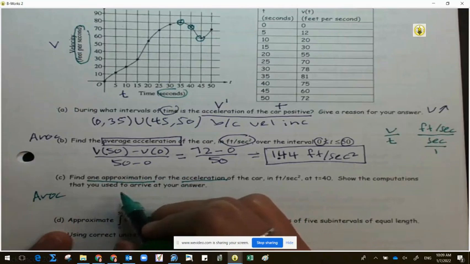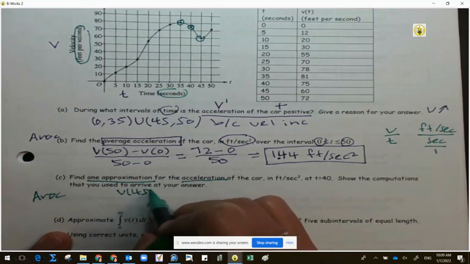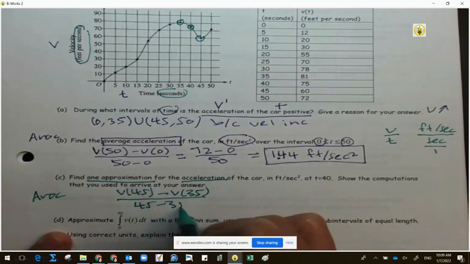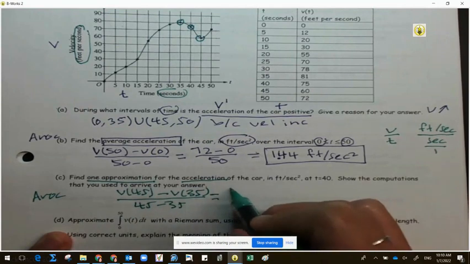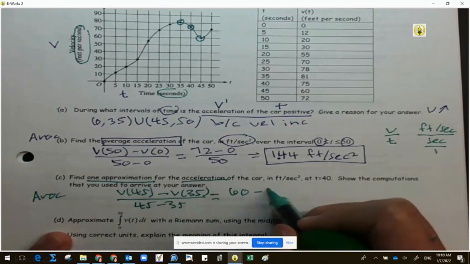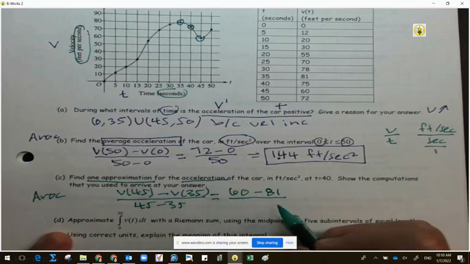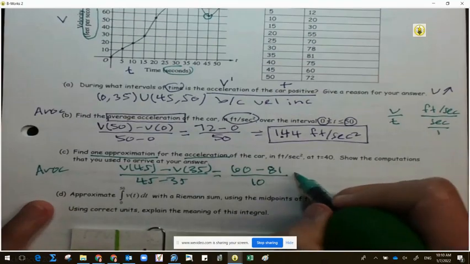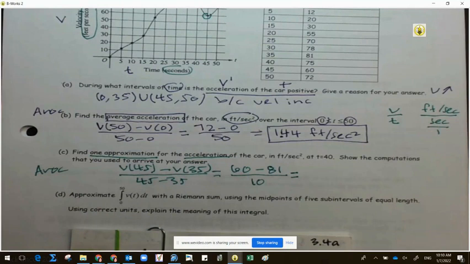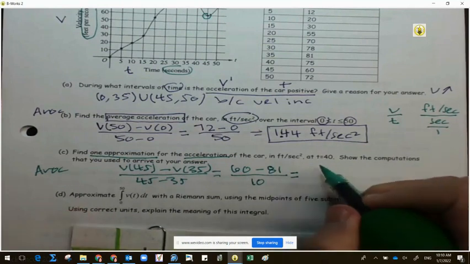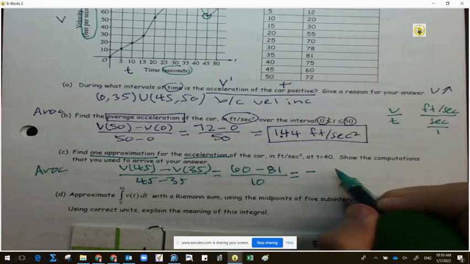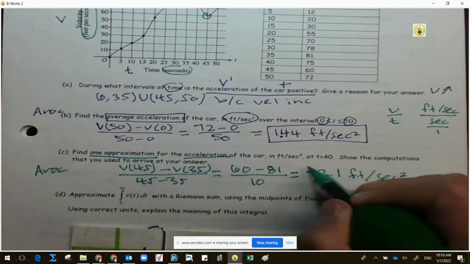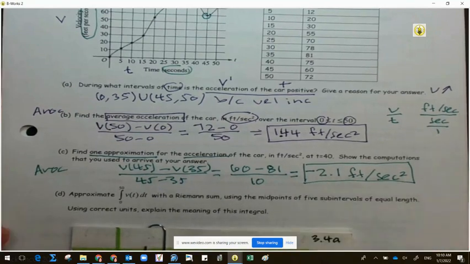The two numbers side by side here are 45 and 35, so v of 45 minus v of 35 over 45 minus 35. When I plug it in from the table given, it is 60 minus how many? 81 over, is that 10 on the bottom? All right, let's type that in. As long as we know we have a decreasing function, it's still an approximation. It's not exact. Negative 2.1. And again, this one is feet per second squared because it's the acceleration, and we talked about why.